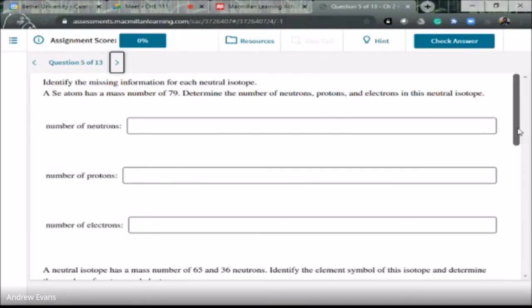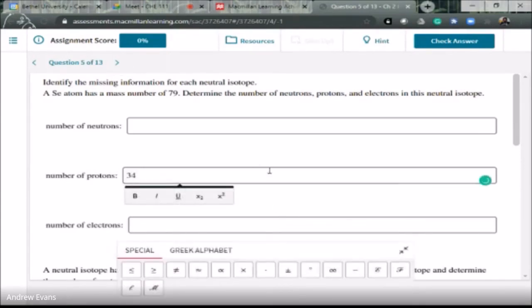So selenium is right next to arsenic, right beside bromine. Thankfully, since I just determined krypton is 36, bromine must be 35, selenium must be 34. So the number of protons, by definition, has to be 34 because the atomic number is 34. The number of neutrons, if the atomic mass is 79 and the atomic number is 34, then the difference must be 45.